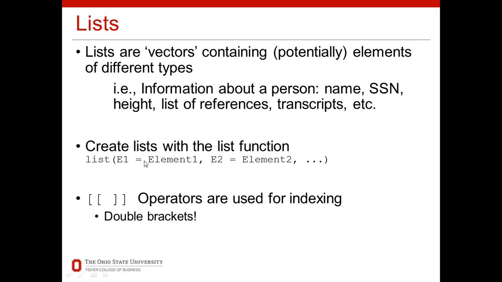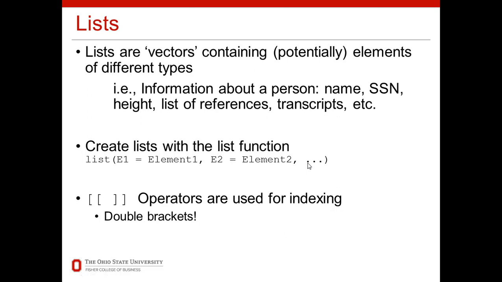Well, it's pretty intuitive. There's the function called list. Whatever you want the name of element 1 to be called, so perhaps this is the name. I say name equals, and then I have the person's name. Social Security, SSN equals, put the Social Security number. List of references, or I could say references equal another list. That's how I create it.